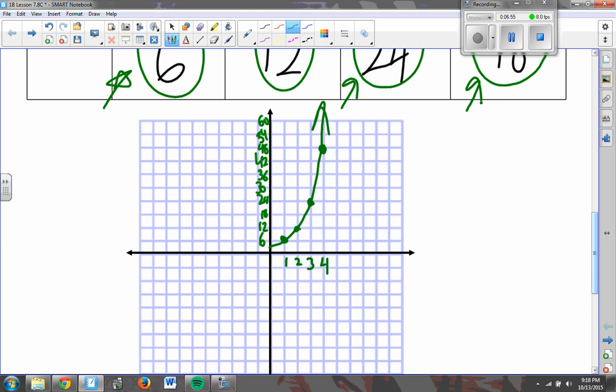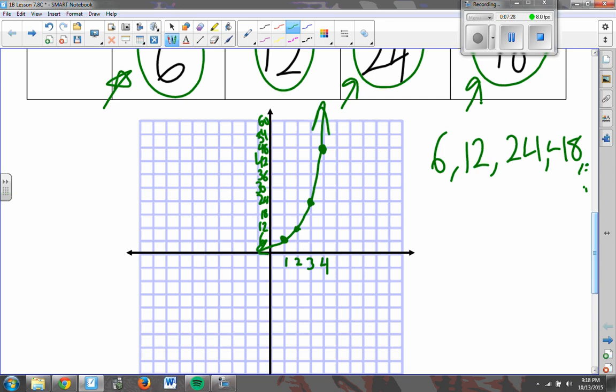So here now is my function. And of course we can continue it the other way as well. There's my exponential function that represents this geometric sequence. My y values in this case are my geometric sequence: 6, 12, 24, 48, and so on, and so on. So this function here represents that geometric sequence.